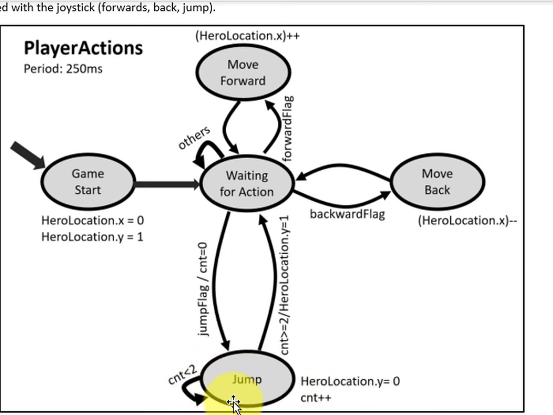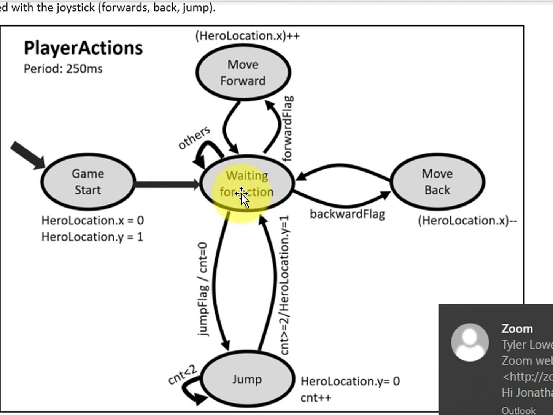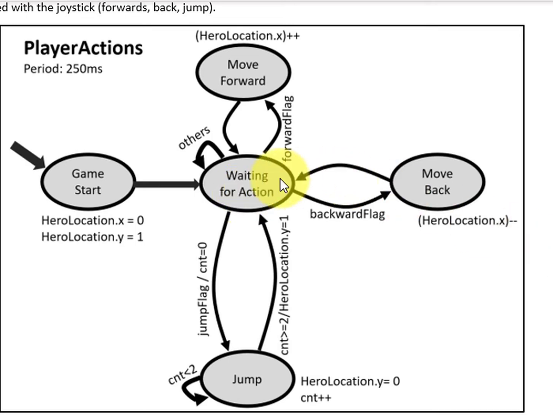So we move the character up 1. When the character jumps, it goes up and then hangs there briefly and then falls. Once we've ticked enough times, when count equals 2, we're going to fall back down. The hero location goes to 1, and we're going to be waiting for action again. So each of these states is taking care of a particular piece of hardware. The player actions state machine is really taking care of the joystick and the operations related to that.